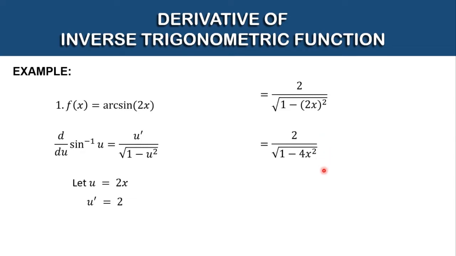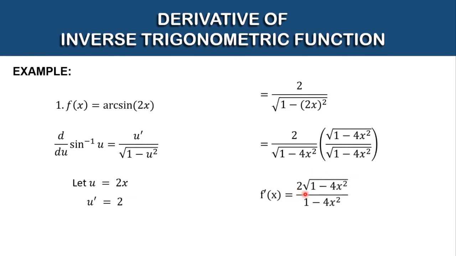But if you want to rationalize this, i-multiply natin siya dito sa square root of 1 minus 4x squared. So, both numerator and denominator, i-multiply natin doon. So, bakit ba natin siya gagawin? To remove the radical in the denominator. So, pag multiply natin, our answer is 2. So, multiply lang natin yung numerator. We have 2 times the square root of 1 minus 4x squared. Then in the denominator, pag ni-multiply natin itong dalawa, makakancel lang yung ating square root. So our denominator is 1 minus 4x squared. So this is our final answer, or this is the derivative of our given function.